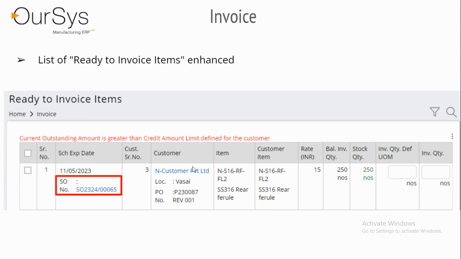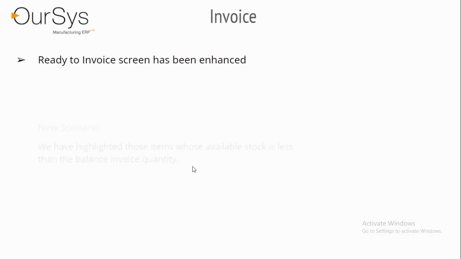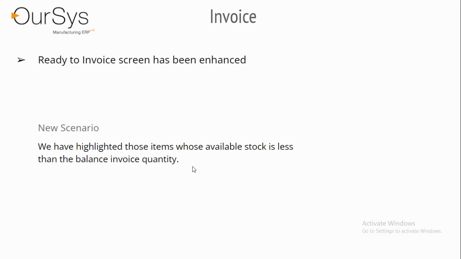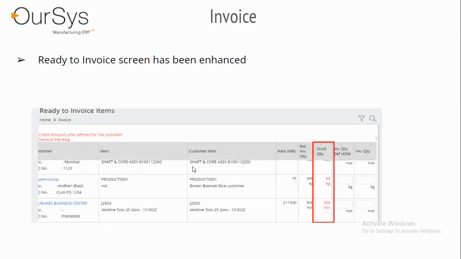If the billing person or the invoice generation person has access to the sales order, he can directly click on that number and the system will redirect him to the particular sales order. Next, the ready to invoice screen has been enhanced so that if my stock is less than the balance invoice quantity, it would be highlighted in red.